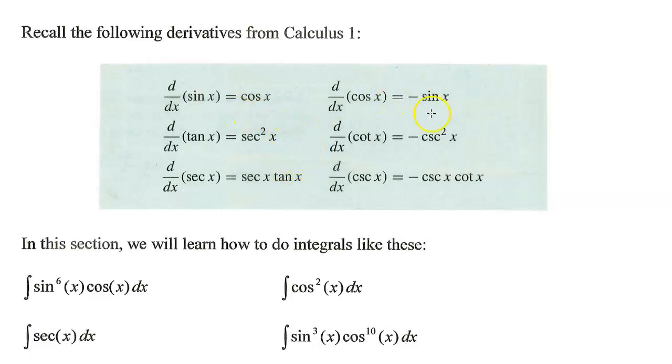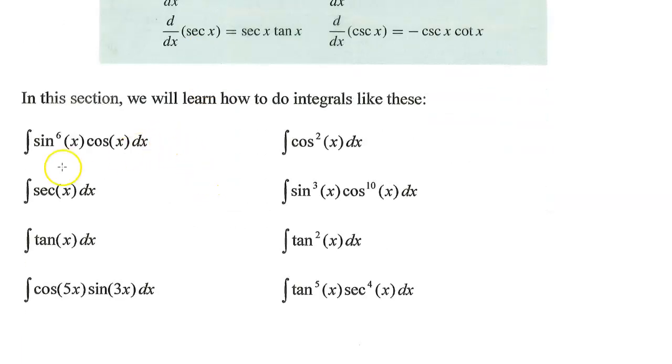So each of these derivative formulas also really gives us an integral formula, right? So the integral of cosine would be sine, or the integral of secant squared would be tangent, plus c, of course. But the question is, how do we do integrals like these ones here? That's what we're going to talk about in this video. How do we integrate something like sine to the 6th power times cosine, or the integral of cosine squared, or the integral of secant, right?